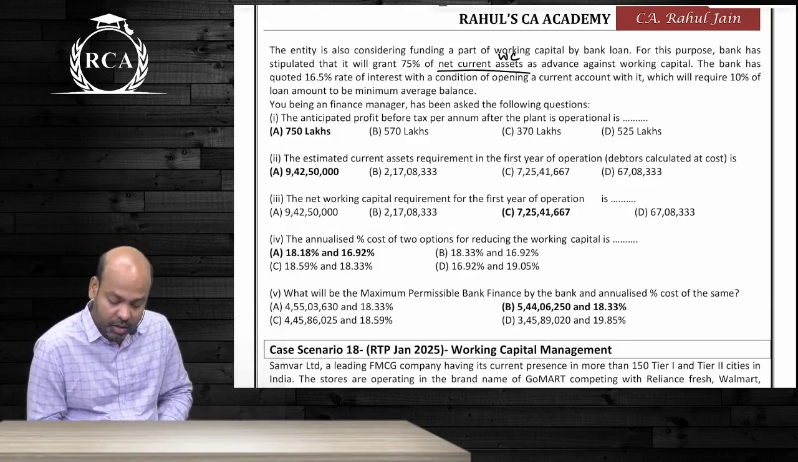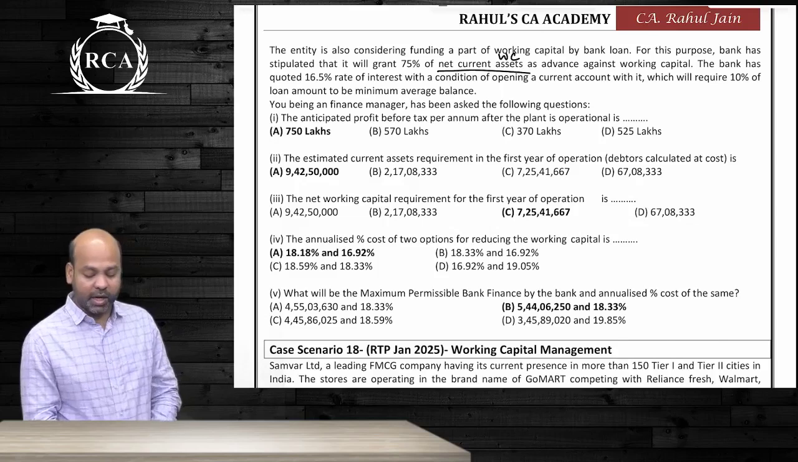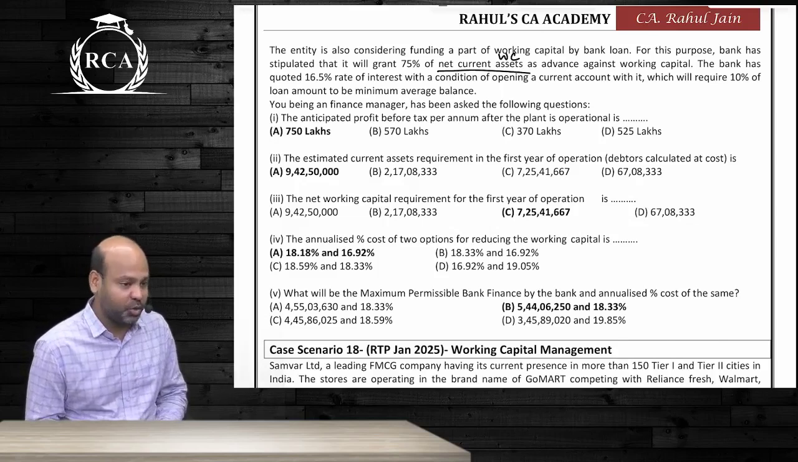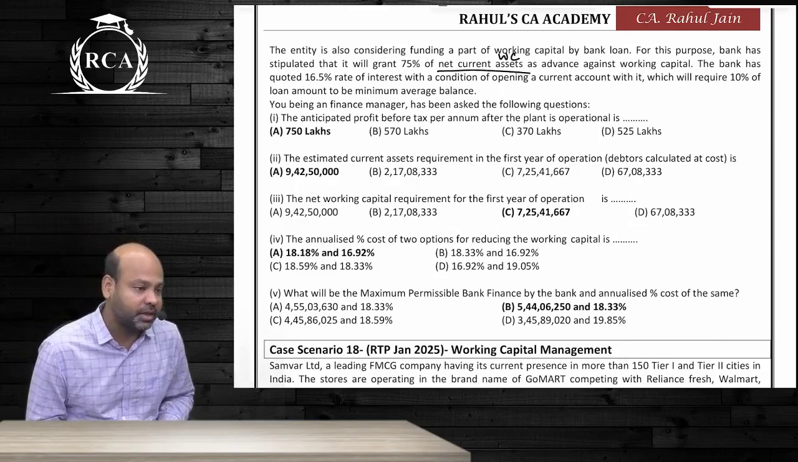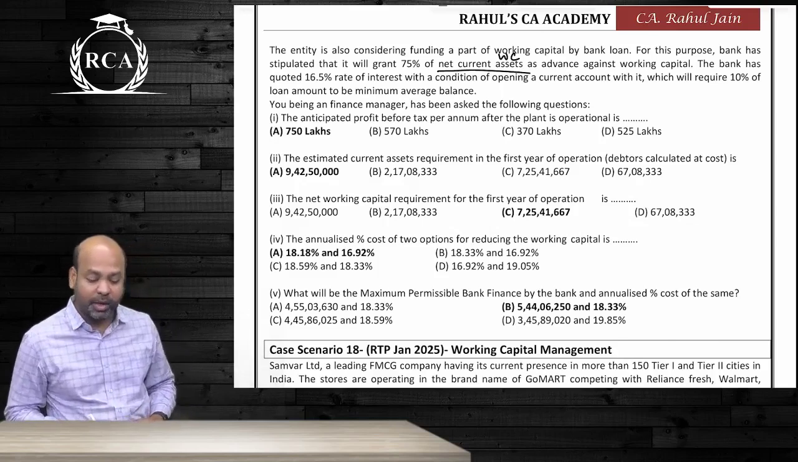Why? Even if you don't compute further, it is fine, beta. One answer has matched. There's only one answer, beta, that matches with that 5,44,000. Yes or no, guys? But we should still know how to compute the balance, guys.